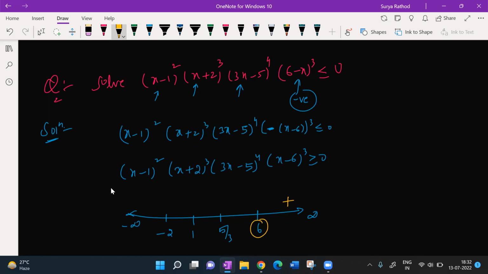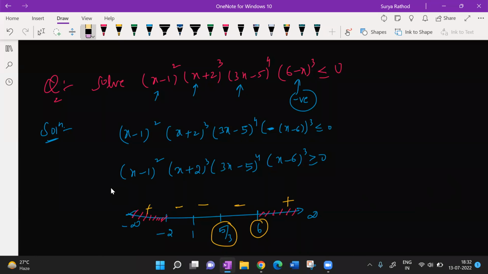What is the power of 6 here? Odd number, right? The power of 6 is 3, odd. So the sign changes. What is the power of 5 by 3? Even. Stays the same. What is the power of 1? Even. Again the same. What is the power of minus 2? Odd. So plus. So what do I need here? I need the greater than 0 region. I need only this region, the positive region.